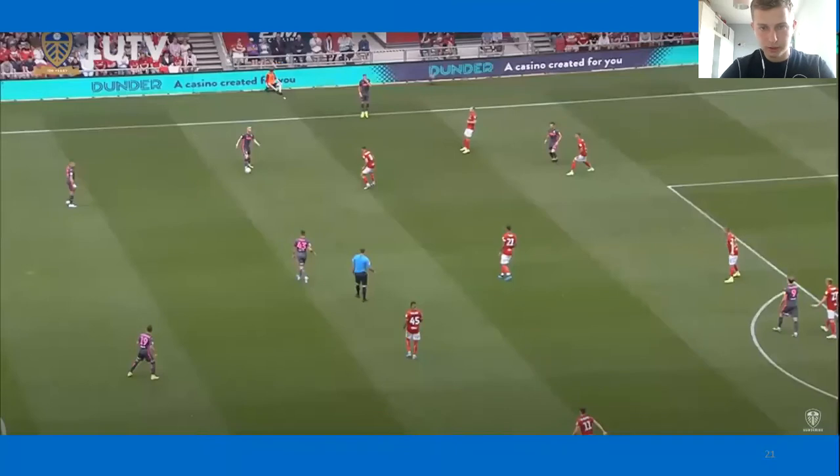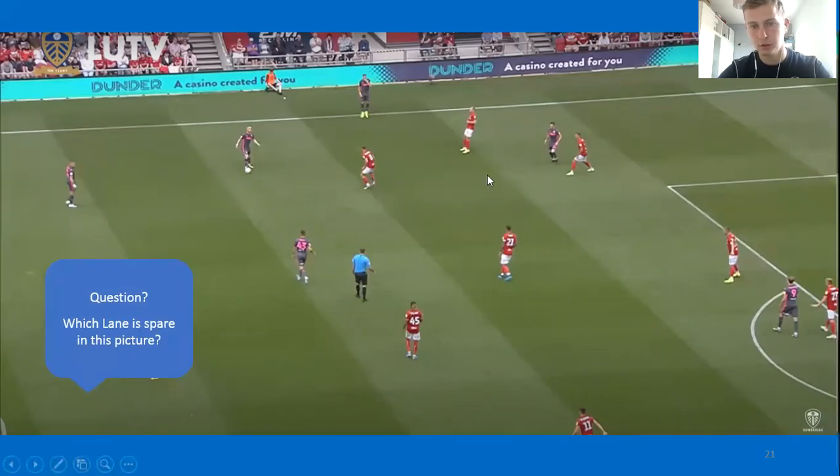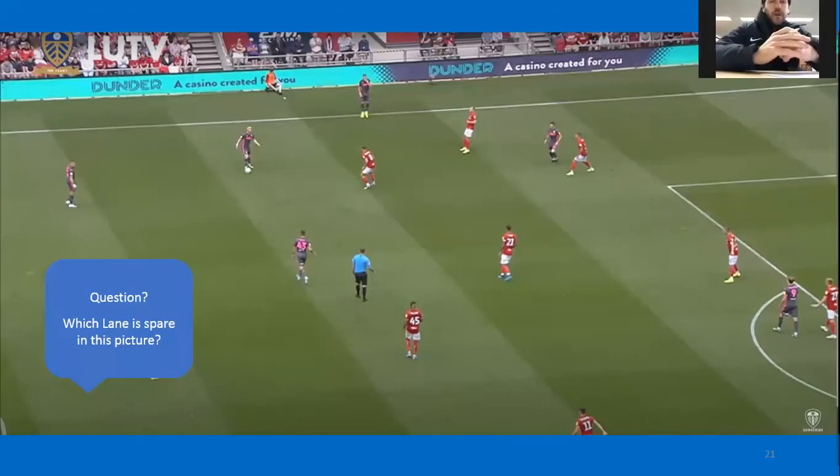Little question for you guys, and feel free to put your answers perhaps in the chat box if that's easier, rather than everybody jumping on with their mics. This one's a very easy one. Which lane, if you're Leeds at the minute, they're in the grey, they're attacking to the right, which lane is spare right now when you look at those defenders? So you can put 1, 2, 3, 4, or 5, or whether you want to say the half space, the centre or the wing. It's up to you. Don't be afraid to make mistakes, gents. Just throw some answers in there.